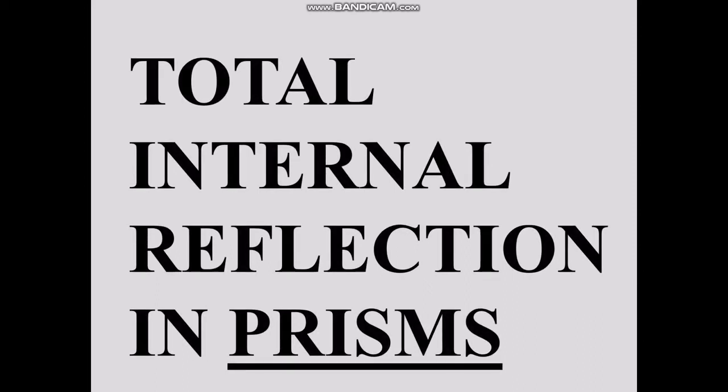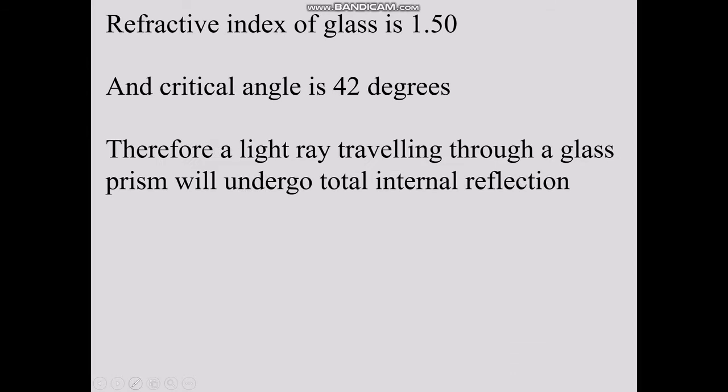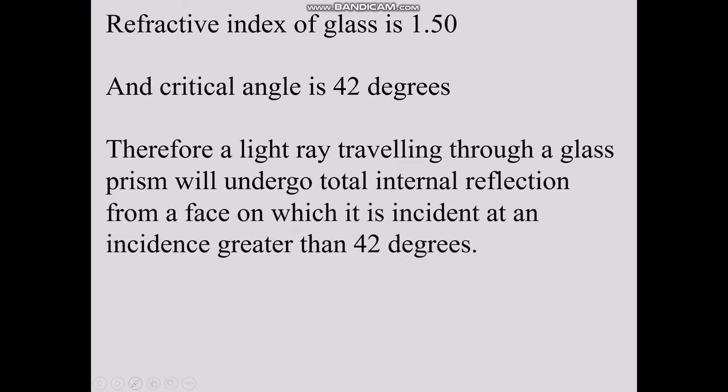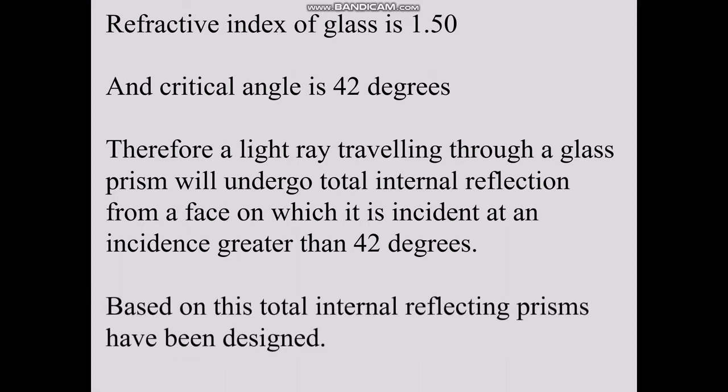Now, let's see the phenomenon of total internal reflection occurring in prisms. The refractive index of glass is 1.50 and the critical angle is 42 degrees. Therefore, a light ray traveling through a glass prism will undergo total internal reflection from a face on which it is incident at an angle of incidence greater than 42 degrees. Based on this, total internal reflecting prisms have been designed.